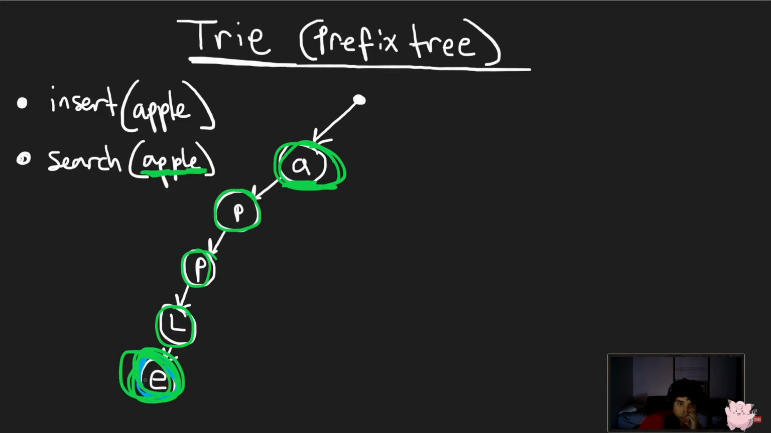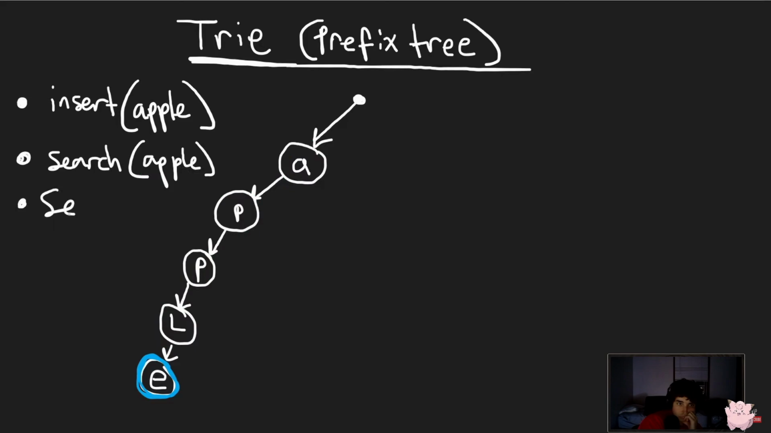And the last thing that we have to confirm is, okay, this is the last character. Is it marked as if it was the end of the word? It's blue, right? That's what we're doing to indicate that it's the end of the word. So it is, right? So clearly we do have apple. We search for apple, and we return true because apple does exist in the trie.